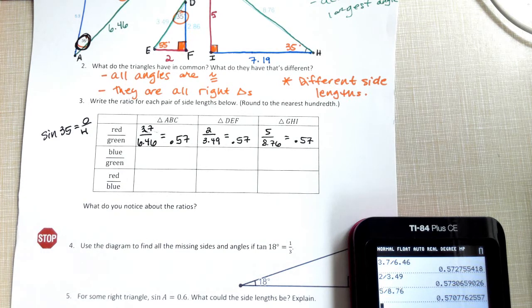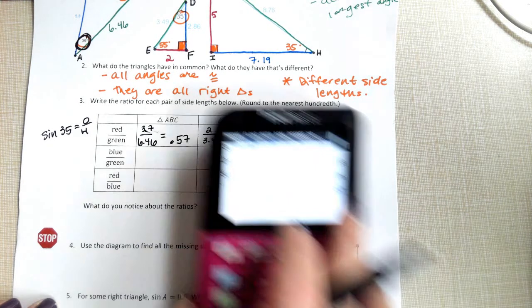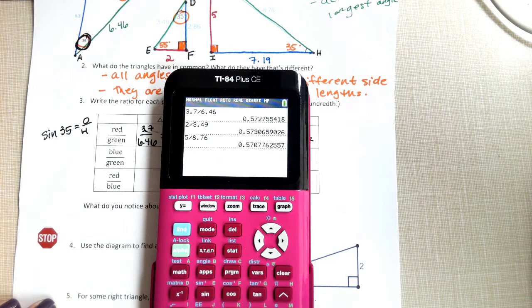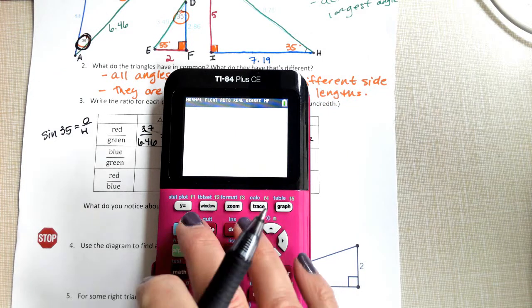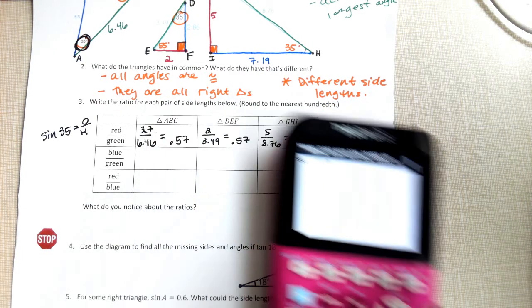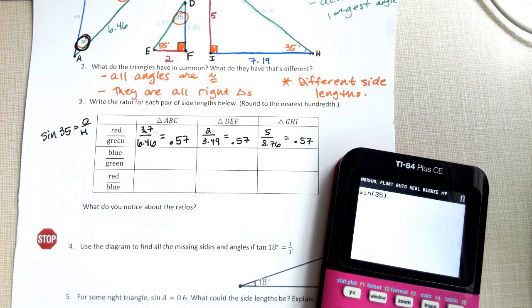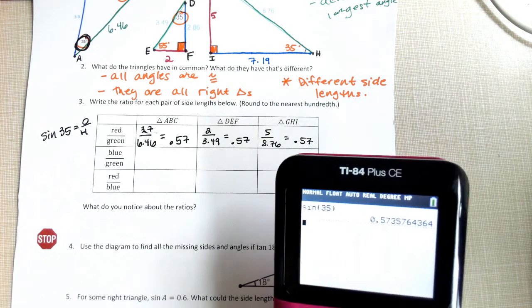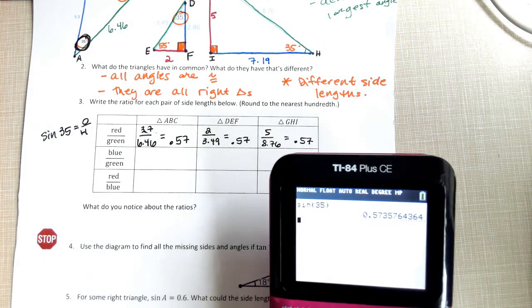Okay, so again, this is kind of a review, so you already know the answer, but if I took the sine of 35, what are we going to get? Millie, what am I going to get? What was the sine of 35 three times over? 0.57. So it's kind of cool.